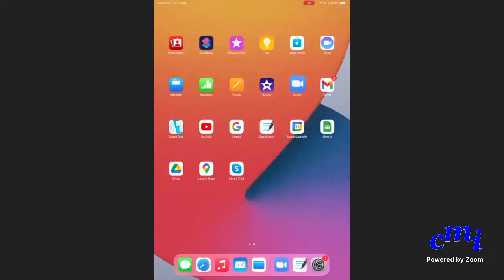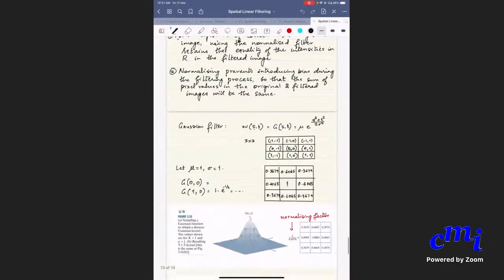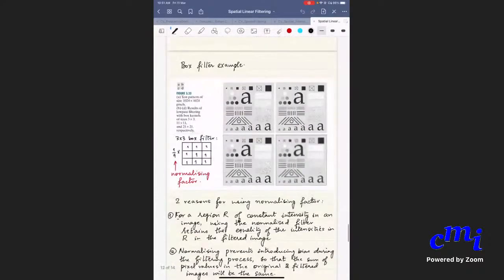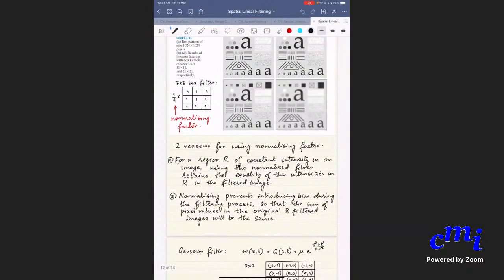Okay, so these were the class notes from last time, and we looked at the Gaussian filter and box filter, right? One point that I forgot to mention last time is this normalization. We need to normalize. Normalize means you divide that filter by the sum of all the elements in that filter. Okay, so this is done for two reasons.